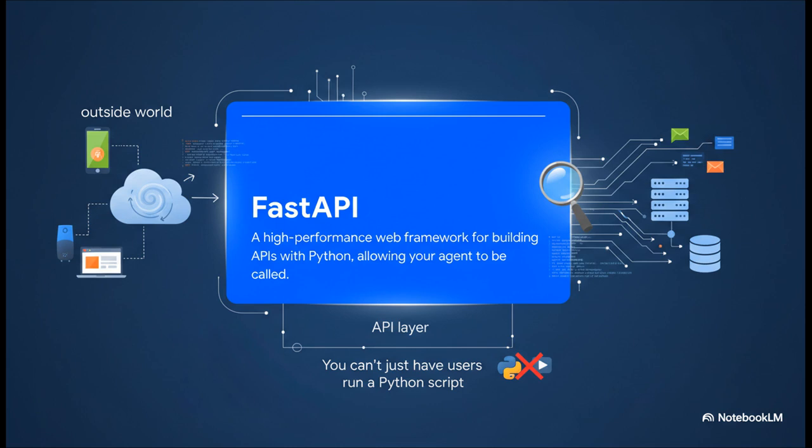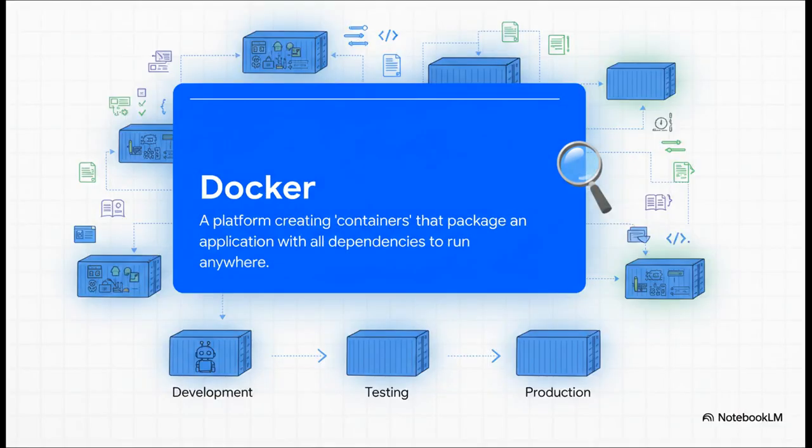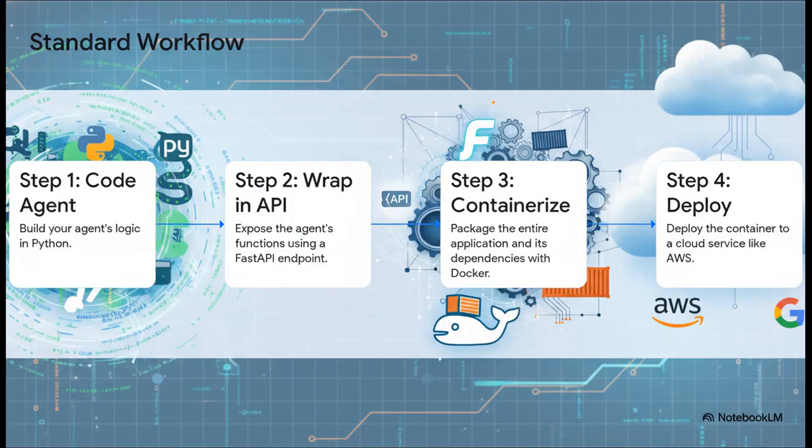Next, you gotta solve that classic problem, well, it worked on my machine. Docker takes care of this by packaging your agent plus all of its libraries and configurations into a self-contained container. This makes sure it runs the exact same way everywhere, every time. And this slide brilliantly illustrates the standard workflow. You build the agent in Python, give it a front door with FastAPI, package the whole shebang with Docker, and then it's ready to ship to a cloud service like AWS or Google Cloud.